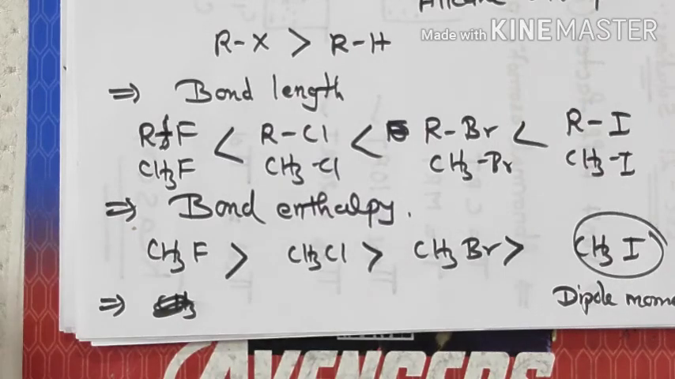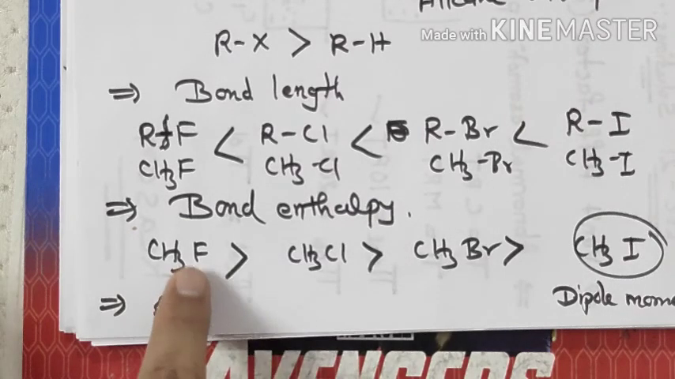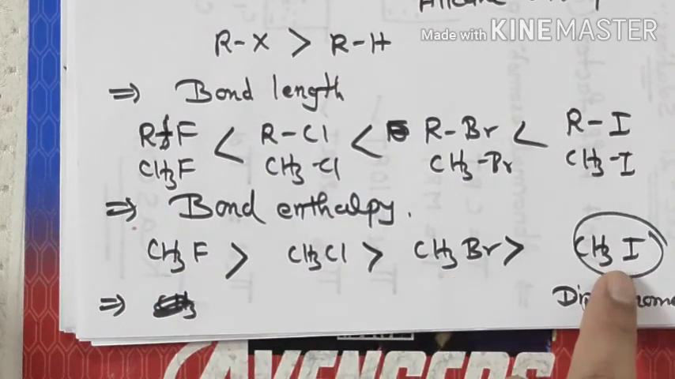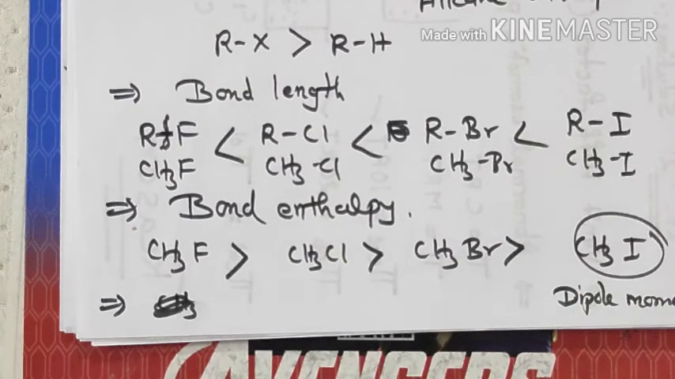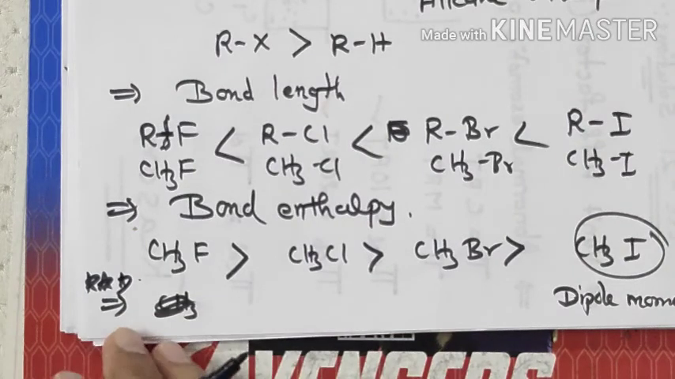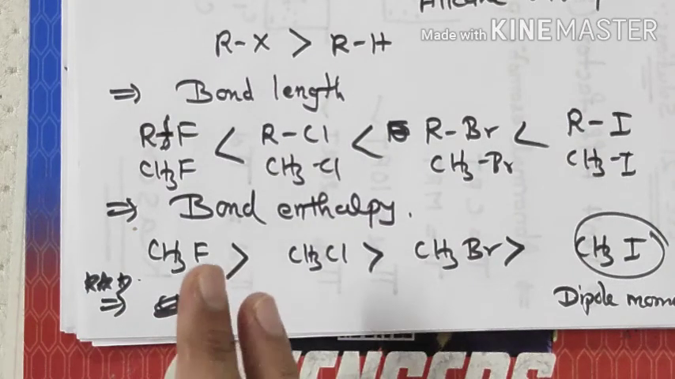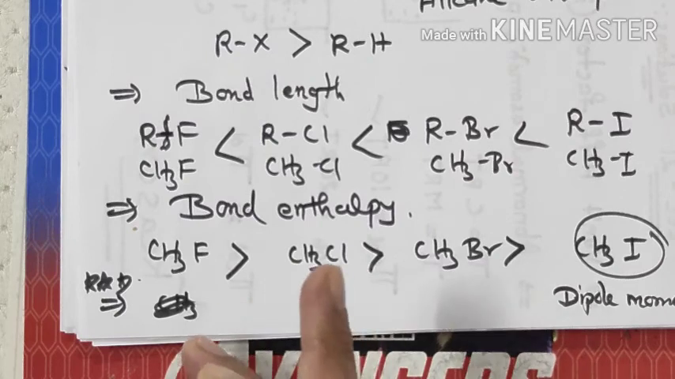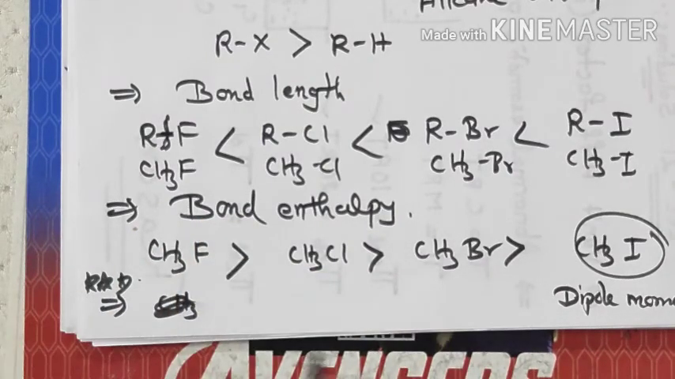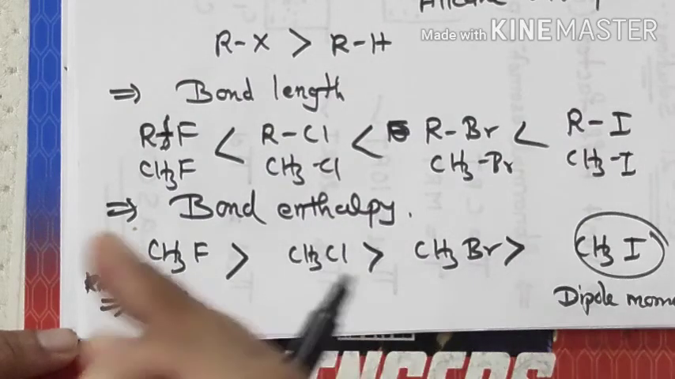According to that, fluorine will have the highest dipole moment, then comes CH3Cl, then CH3Br, then CH3I, right? But here there's a bit of a difference, student. That's why it's important. This is an exceptional case, and we have to understand why there's exceptionality. First, what is the difference? Let's understand.